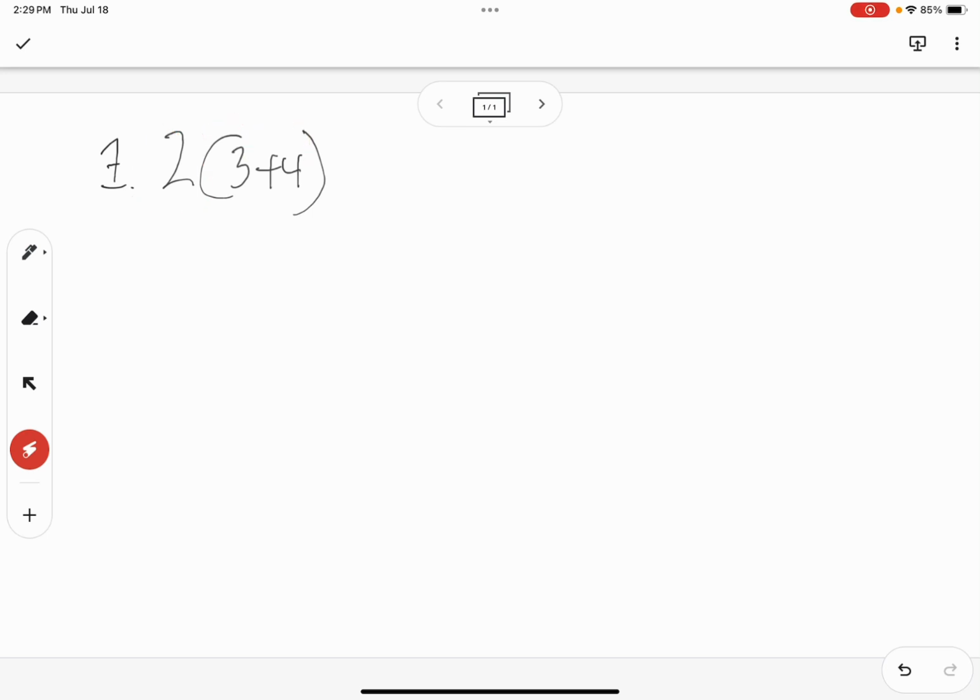Now, you could do mental math and do 3 plus 4, which equals 7, and then take the 7 and multiply it by the 2. But here, we're going to show you how you do this. So the 2, we're going to multiply it by the 3, and then we're going to multiply it by the 4. So here, the 2 gets multiplied by the 3, that equals 2 times 3. And then here we're going to do the 2 times 4. So here we've got 2 times 3 and 2 times 4. And that's how we distribute the property.